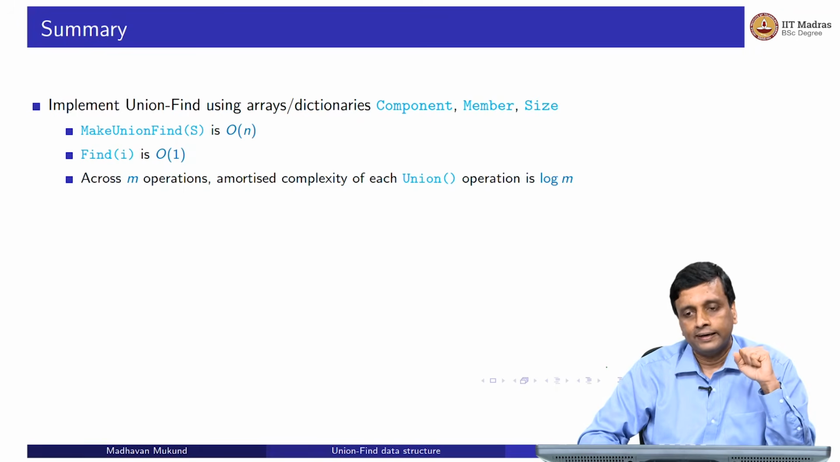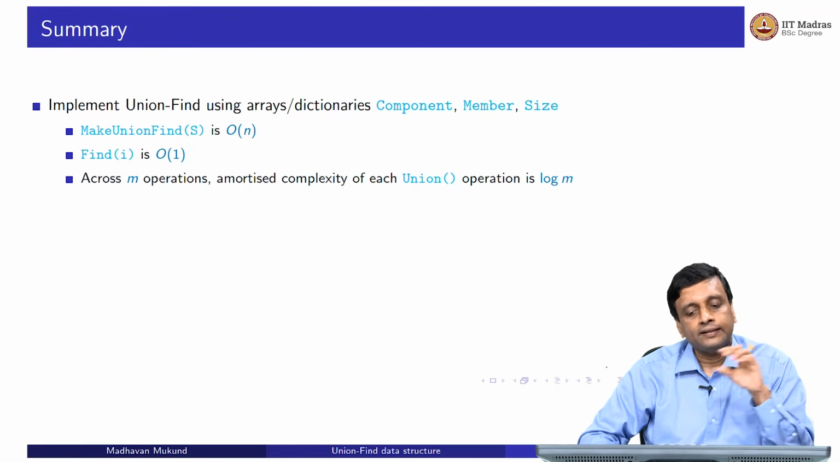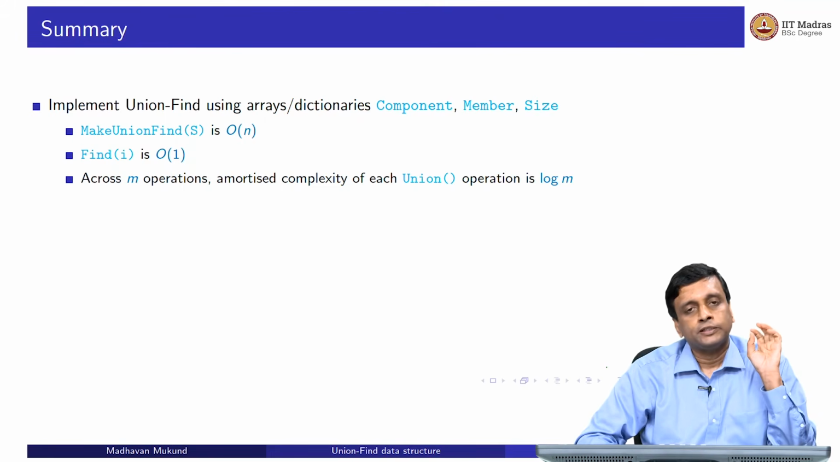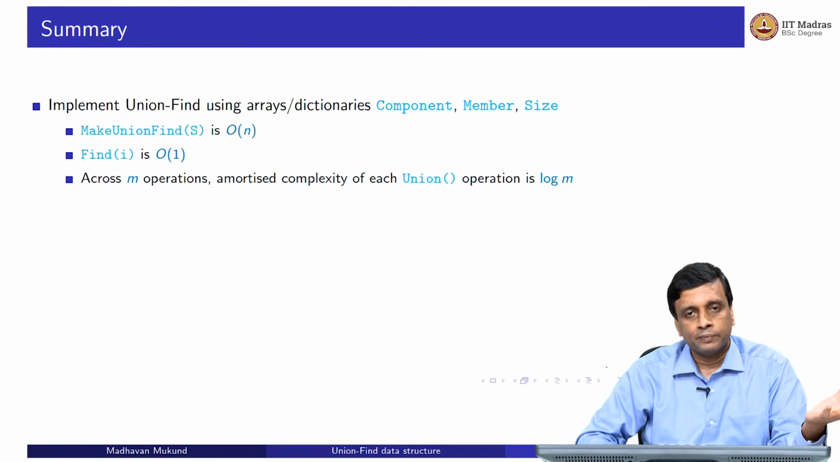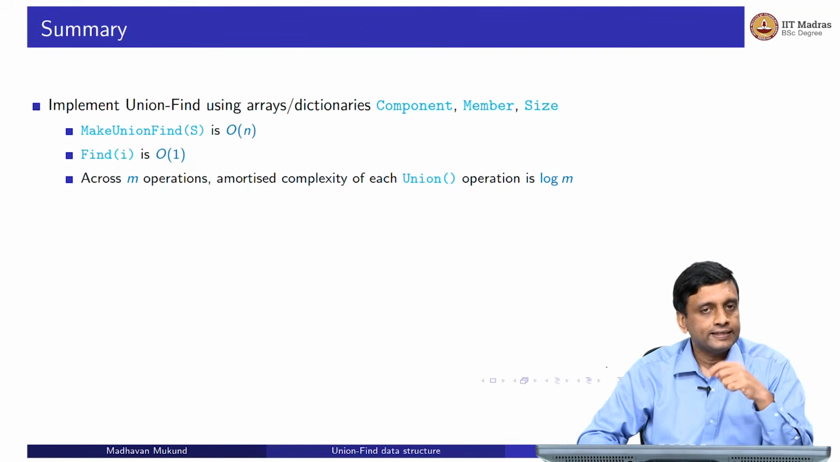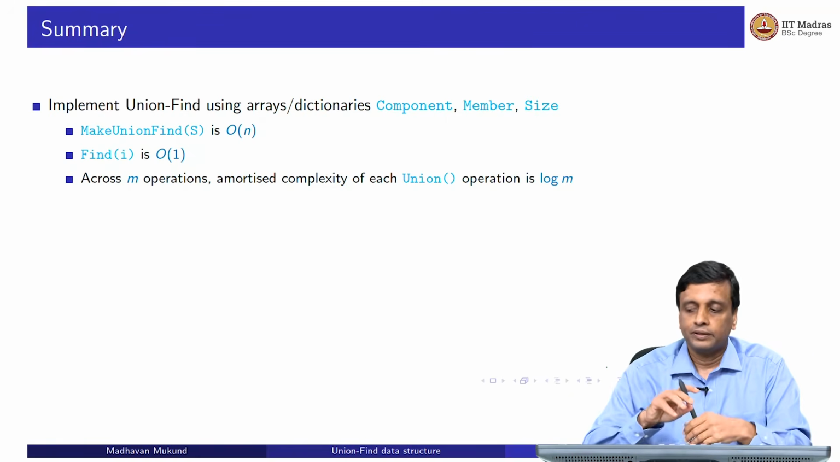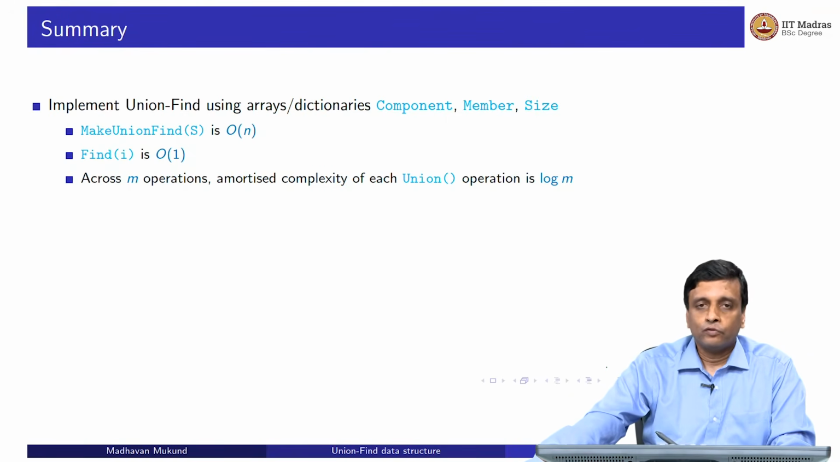And if we just follow this rule of merging smaller components into bigger components and keep track of the components using this member array, or member dictionary, then we can guarantee that across m operations, the amortized complexity of each union operation is log m. So m log m is the total cost of all the unions. Find remains constant time because it's just looking up a dictionary value, and make union find remains linear time because I have to actually reset the component to a singleton for everybody. So this is a very direct and easy way of doing union find.